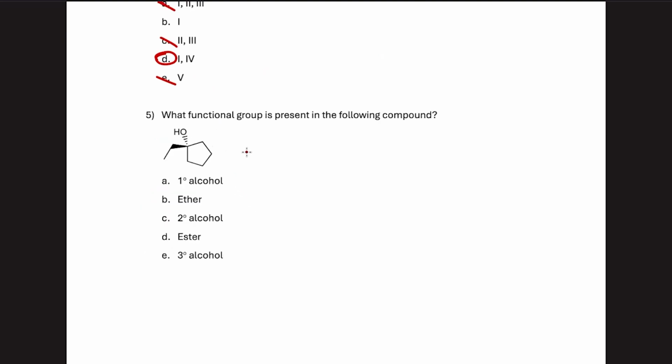In the next problem, which functional group is present in the following compound? I do see this hydroxyl, right? And so this is definitely an alcohol, so we can eliminate ether, ester, but to find the actual answer, we have to classify it. And so to classify it, we're going to look at the carbon that holds the hydroxyl. It's connected to 3 other carbons, and so I know that it has to be tertiary.